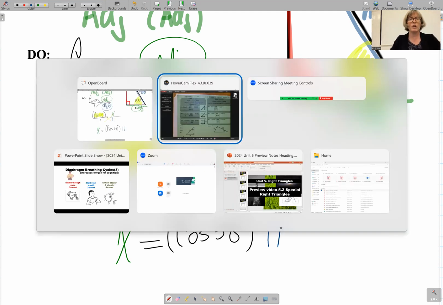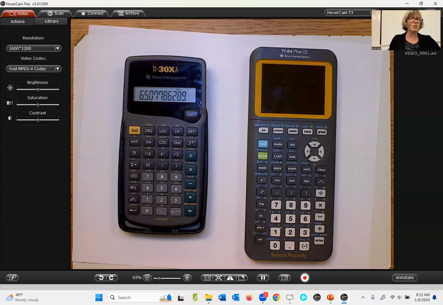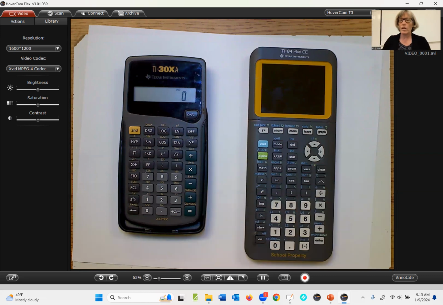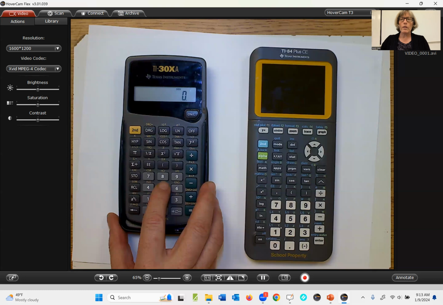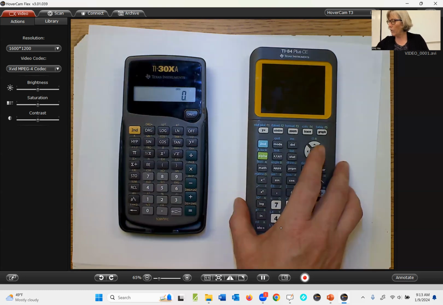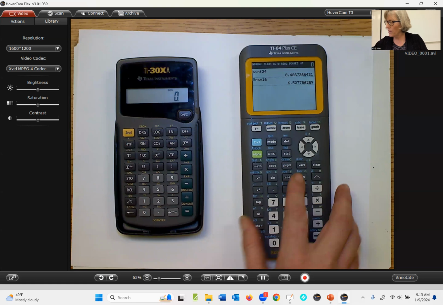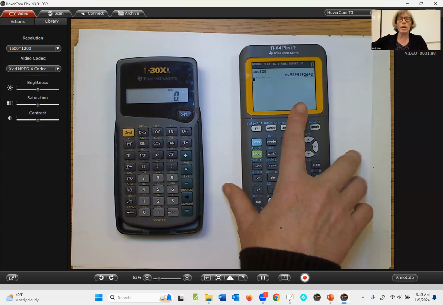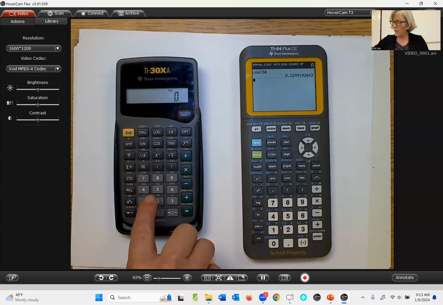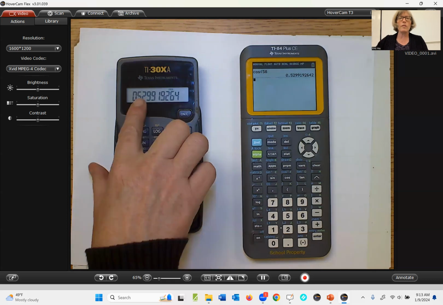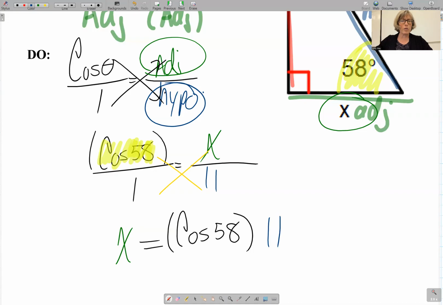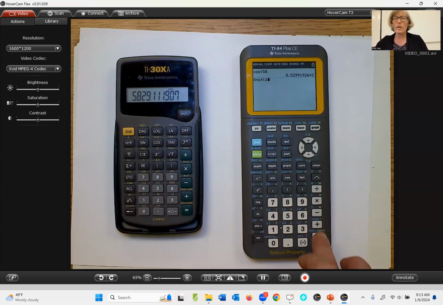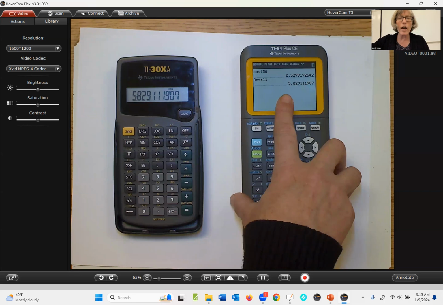We're going to grab our calculators. Make sure you follow and do the same thing. Get clear and clear. So we're going to do cosine 58. On the right calculator, it looks like this. Watch. Cosine 58, enter. Should get that decimal. On this side, it's 58 cosine. Same decimal. We are timesing by 11. You're going to take it to the second decimal, 5.83.